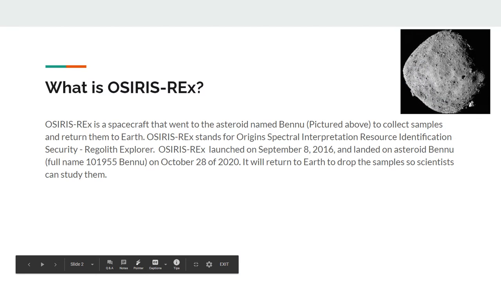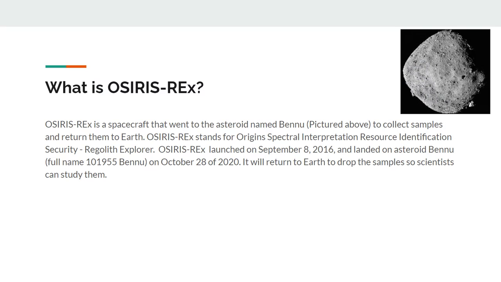So what is OSIRIS-REx, or OSIRIS-REx, whatever you want to call it? It's a spacecraft, and it went to the asteroid Bennu, which is pictured in the upper right corner, to collect samples. Rather than being like a Mars rover and studying them then and there, OSIRIS-REx will return them to Earth so scientists can study them.